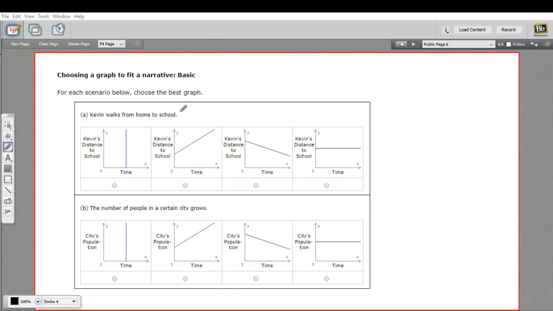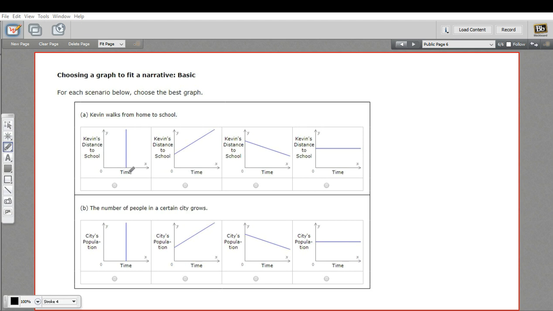In these problems, we have a little story or scenario, and we have to choose the graph that fits with that story. The story in A here says Kevin walks from home to school. Okay, so Kevin is going from home to school. And on our axes, we have the distance to school and we have the time.